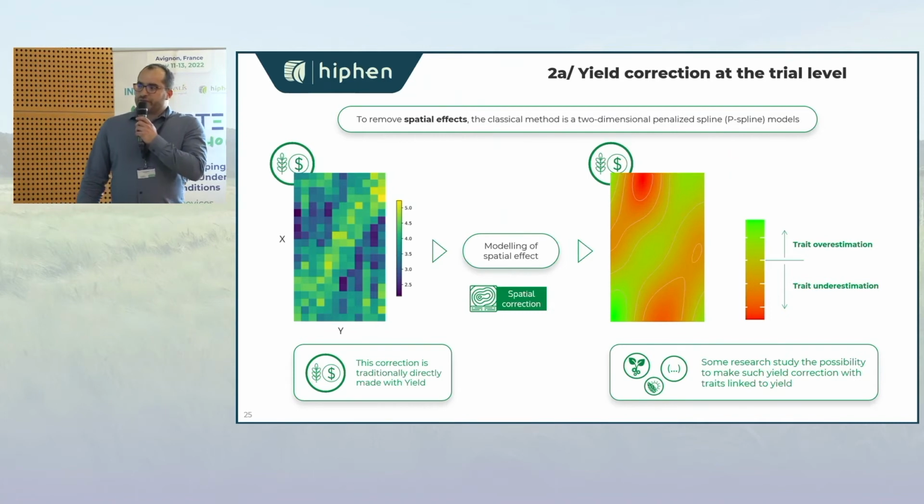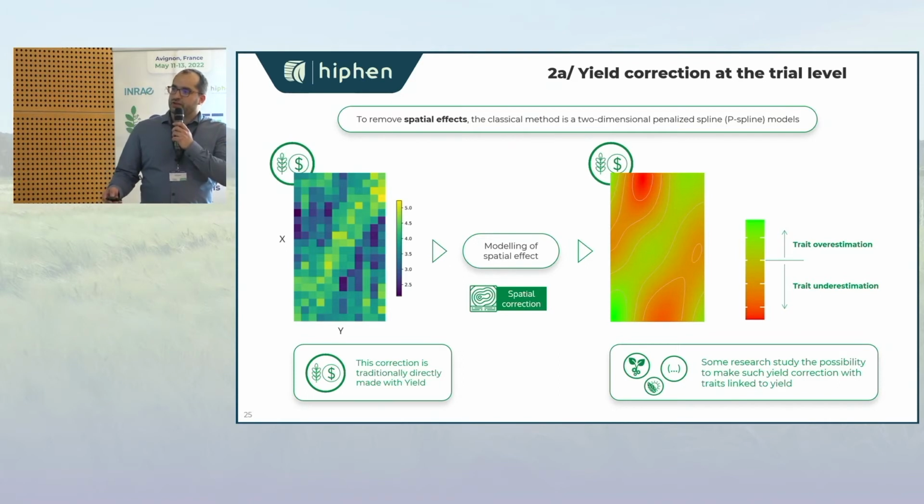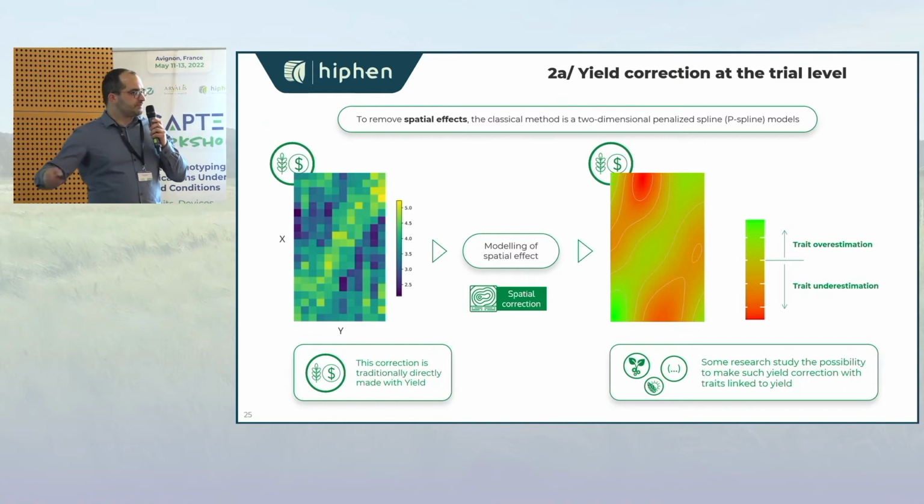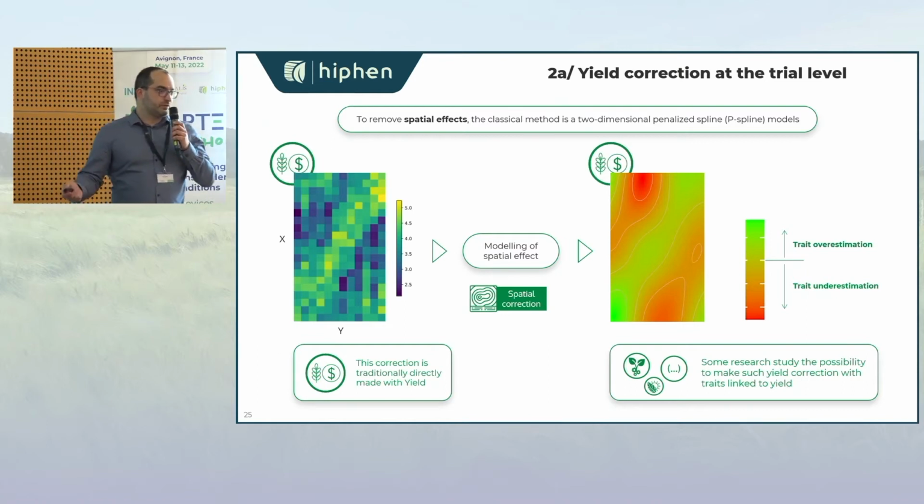There is a little bit of research. I've seen a little bit of research with other companies trying to say, okay, should we correct for this spatial heterogeneity directly using yield, or could I use some traits that are linked to yield? So that's the first question. I'm not completely convinced about that, but it's worth mentioning.